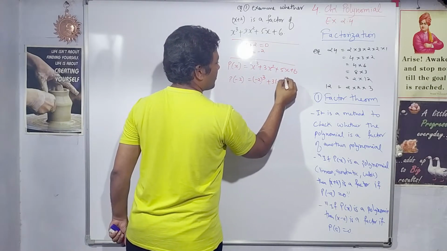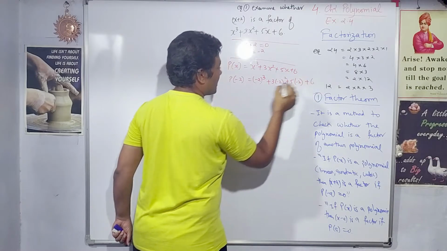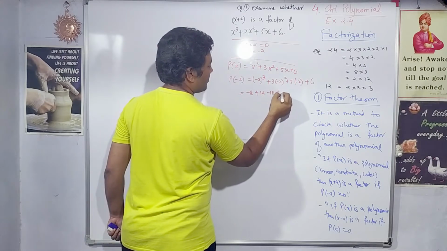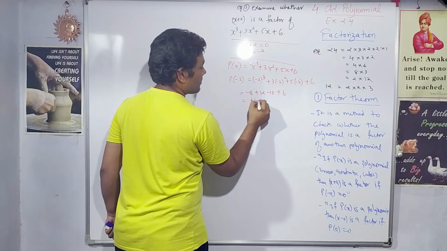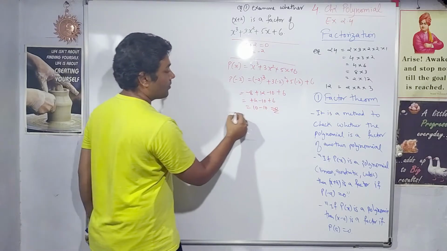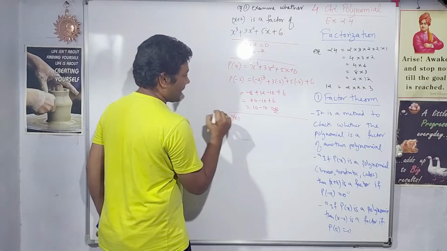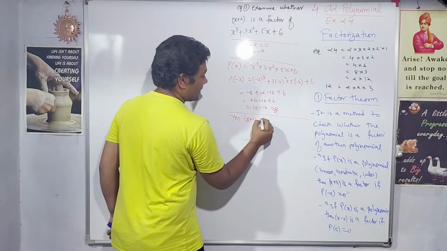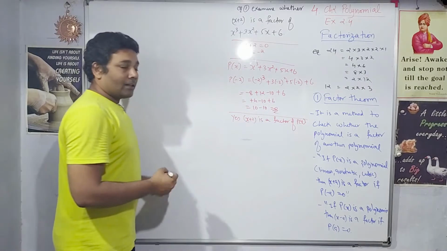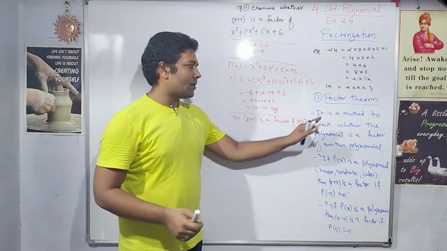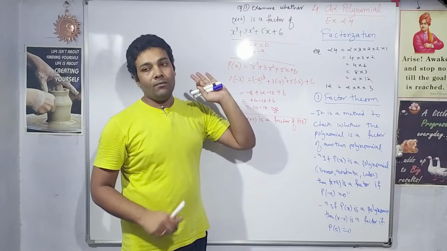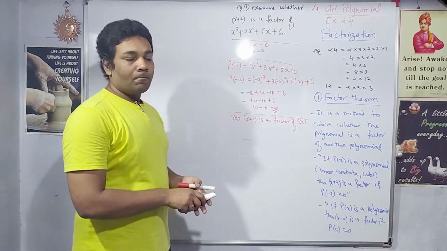So minus 8 plus 3 into minus 2 square plus 5 into minus 2 plus 6. So minus 8 plus 12 minus 10 plus 6. This will be plus 4 minus 10 plus 6. 10 minus 10 equal to 0. I got the 0. So I can write my answer as yes, x plus 2 is a factor of p of x, right? So what is the use of the factor theorem? It is just used to check whether one polynomial is a factor of another polynomial, right?